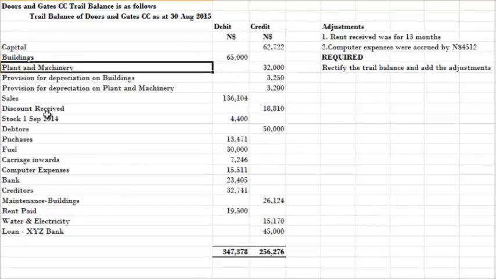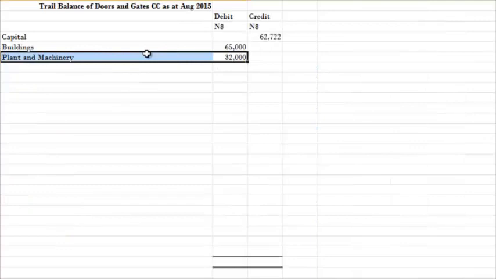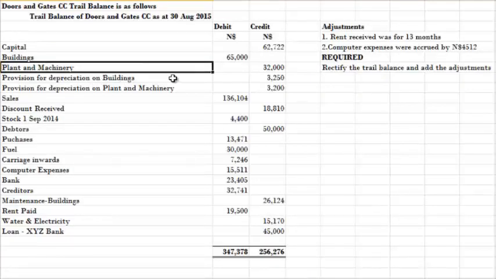Plant and machinery, that's also an asset, but it's here on the credit side. So we should transfer this to the debit side because it's an asset, and all assets should be displayed on the debit side. Then provision for depreciation on buildings and on machinery, these are negative assets. They decrease the initial asset, so they should be displayed on the credit side.